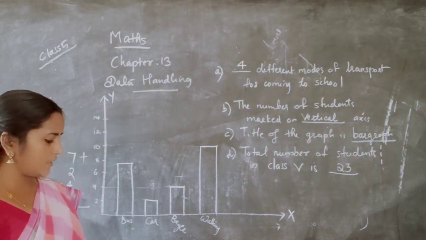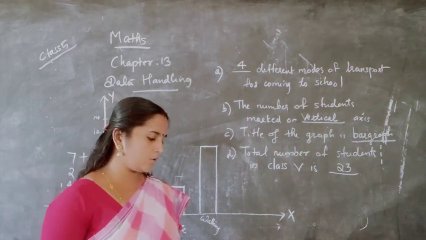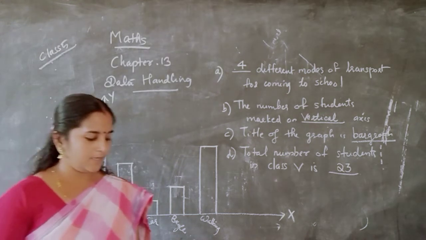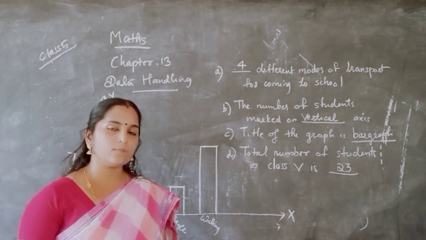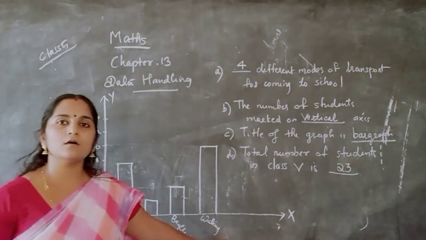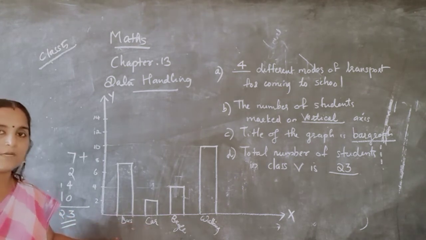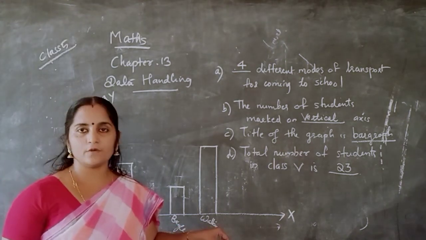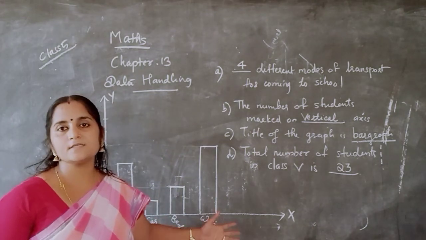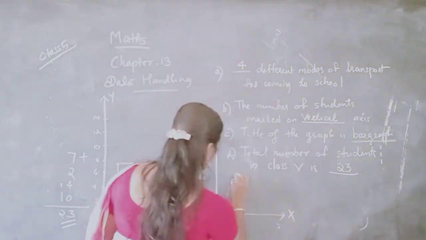Then the last question: the environment friendly mode of coming to school is dash. Can you say which one is the environment friendly mode? Clearly it is by bicycle or walking, because if you use a car or bus, we use fuels. So by bicycle or walking, it is environmentally friendly.